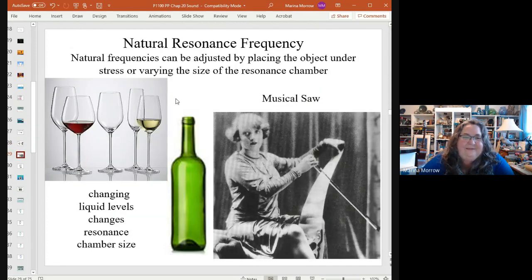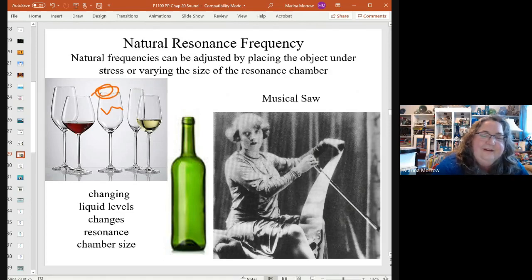So objects can change the resonant frequencies by placing them under stress, so tension, or making the size of the resonance chamber different. So for a bottle, when people do wine glasses, they put water in or wine, and then by rubbing your finger around, you get different frequencies from the differently filled cups.